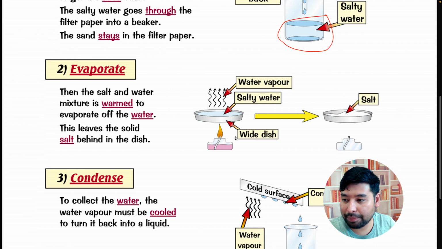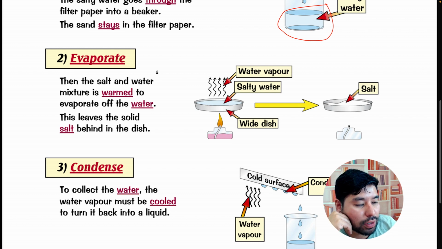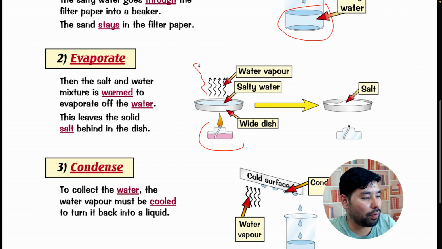Let's continue reading that. So again, look here above my head. Can you see that? And let's go. Number two, evaporate. Then the salt and water mixture is warmed. You have to make it hot to evaporate off the water. This leaves the solid salt behind in the dish. So what we did here, we evaporated the water. How did we do that? We put fire under the water. The water got really hot, so the water evaporates.